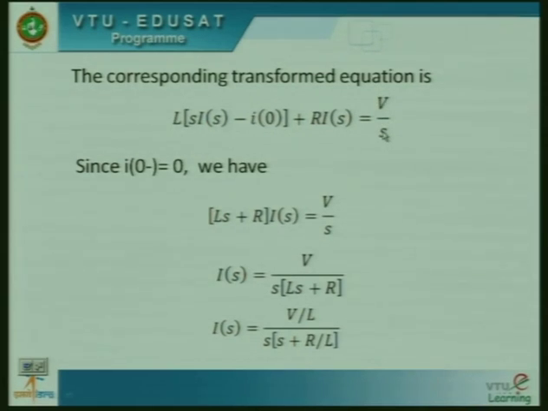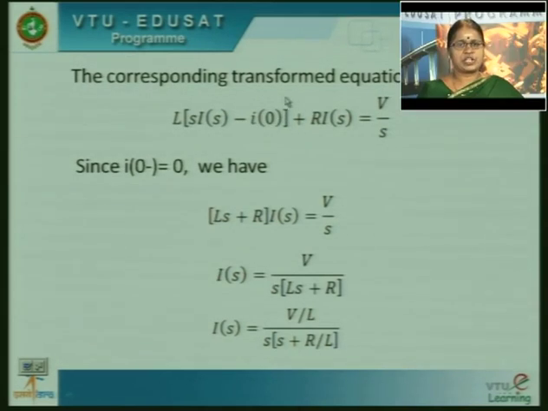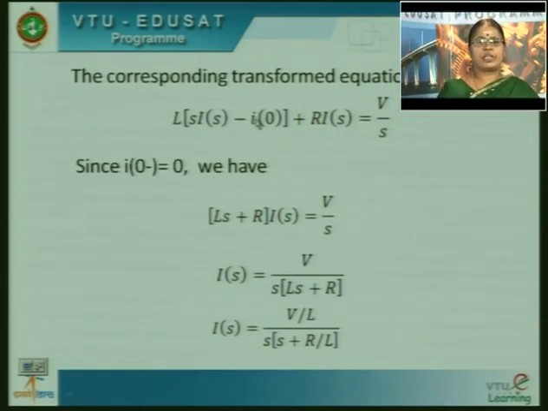Now, let us apply the initial condition, that is the initial value of current flowing through the inductor. Since the circuit is closed only at t is equal to 0, the circuit excitation is given to the circuit only at t is equal to 0, there is no current flowing through the inductor before the closing of the switch.